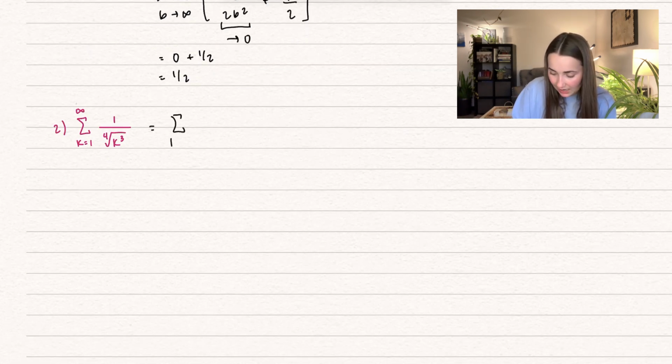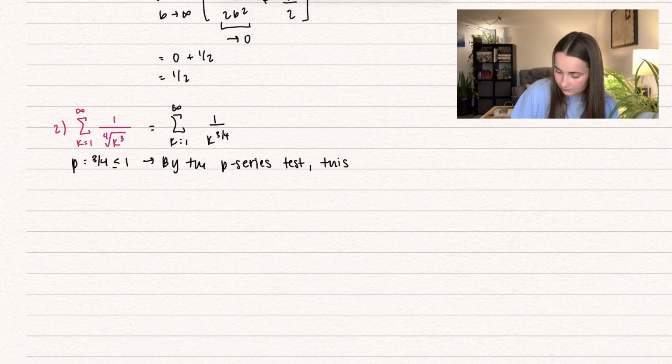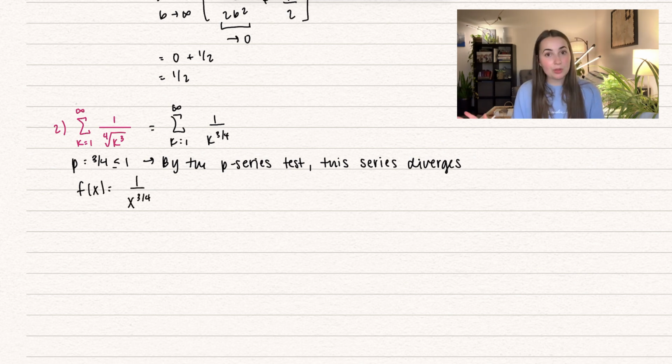We have the summation k equals 1 to infinity, and I'm going to go ahead and rewrite that as 1 over k to the 3/4. In this case, p is equal to 3/4, which is going to be less than or equal to 1, which tells us that the series is going to diverge. Let's go ahead and work it out with the integral test so we can really see what's happening. The function that we're working with is going to be 1 over x to the power of 3/4. It meets all three conditions.